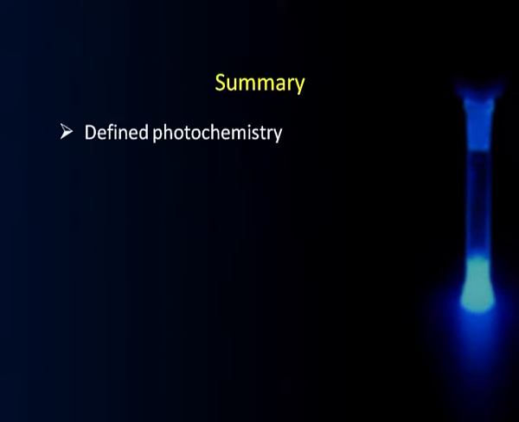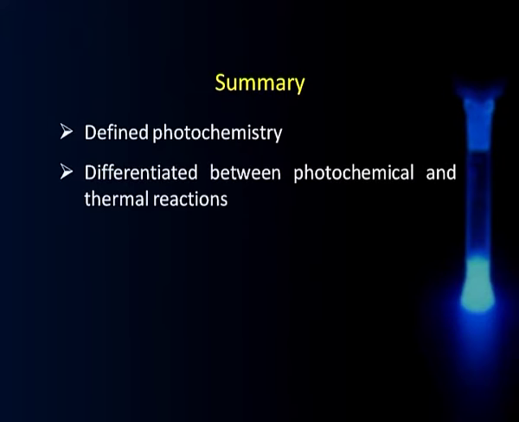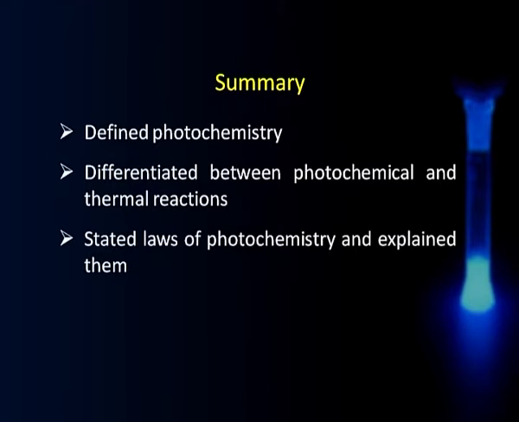Okay. Now, let us sum up what we have done today. What we have done today is that we started by defining what is photochemistry, and in the process we saw a lot of examples of photochemical reactions or photochemistry in our day-to-day life. Thereafter, we spent some time on differentiating between photochemical and thermal reactions in terms of a variety of parameters. Then we moved on to stating the fundamental laws of photochemistry, that is the Grotthus-Draper law and Stark-Einstein law, and explained them and highlighted the significance of each one of them.